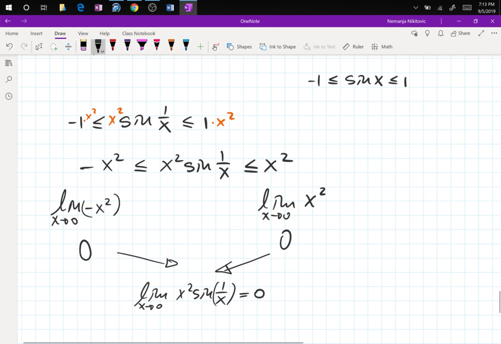Now we're going to take a short break, about 300 seconds or so. And then when we come back, take a look at infinite limits. 2.4.